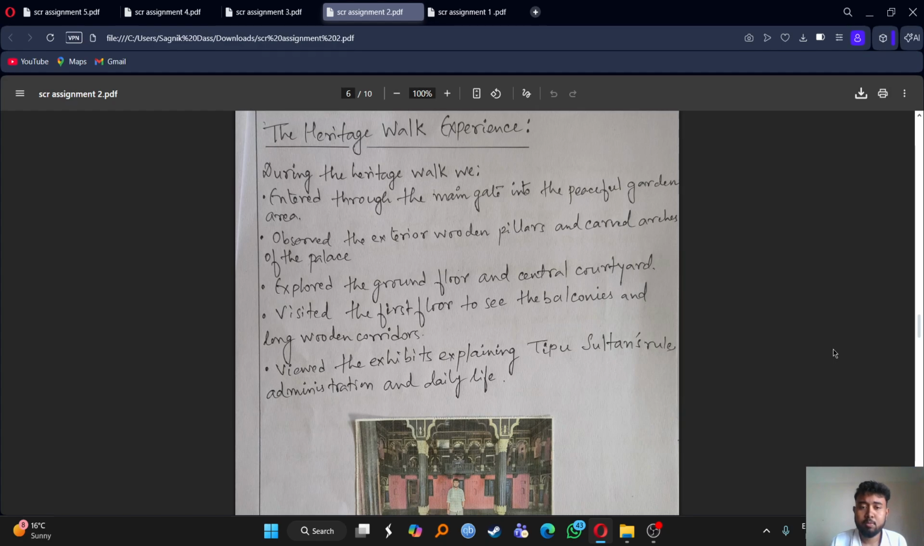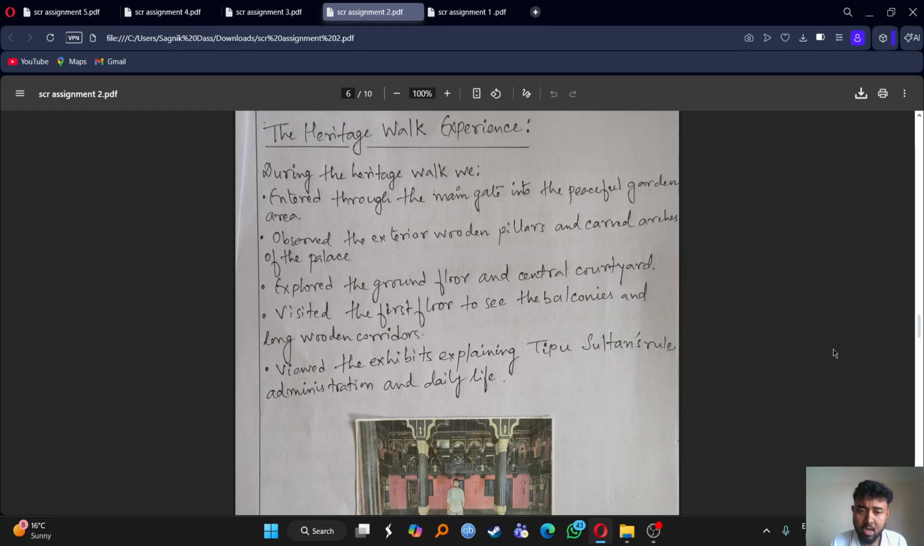The heritage walk experience was very good. We entered through the main gate, and a peaceful garden area was there. Observed the exterior wooden pillars, along with carved artifacts, old pictures, and the mechanical tiger of Tipu Sultan, which was very good. Explored the ground floor and the central courtyard. Visited the first floor to see the balconies.